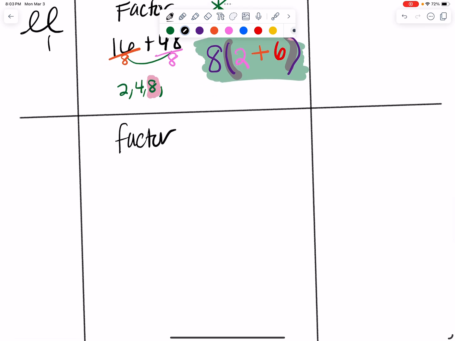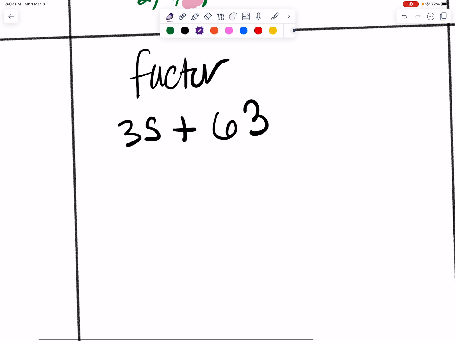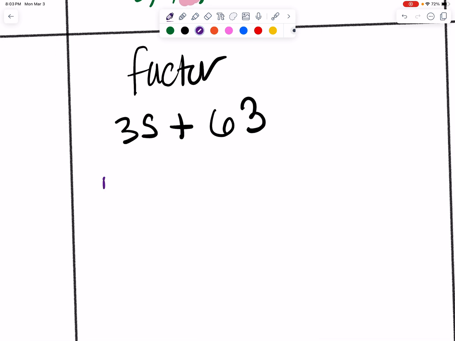Factor 35 plus 63. Okay, I ask myself, what can go into both numbers? 1, no. 2, no. 3, no. 4, nope. 5 can go into 35, but not the other one. 6, no.